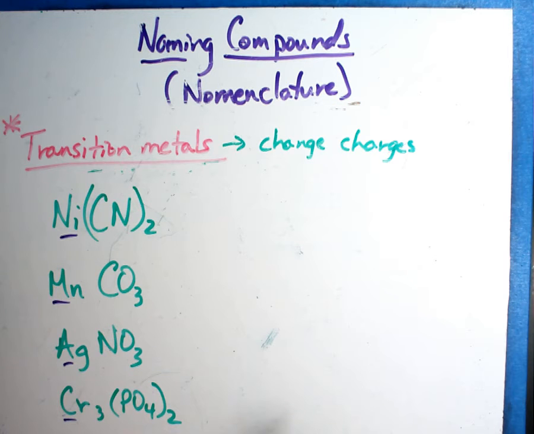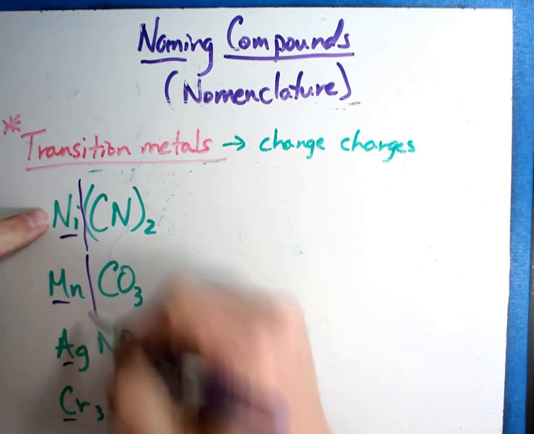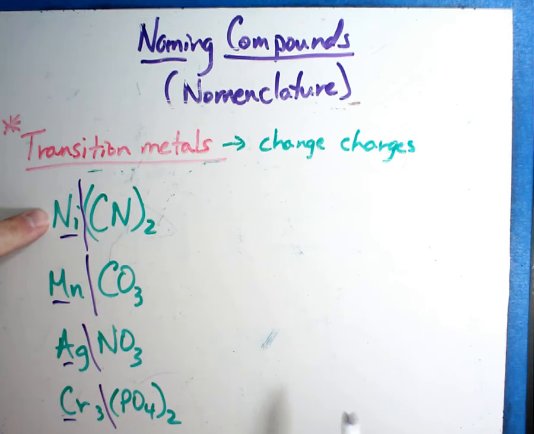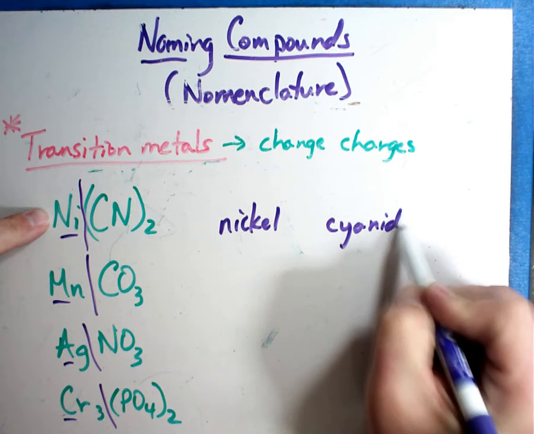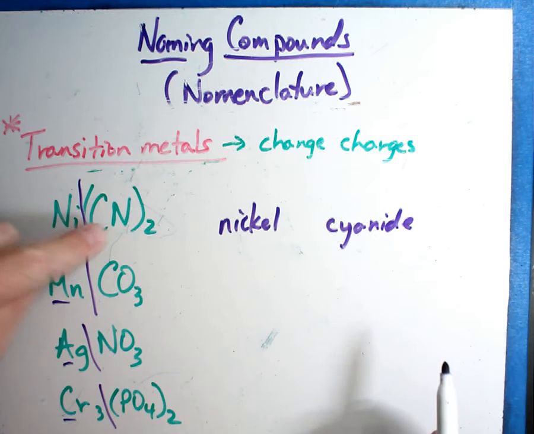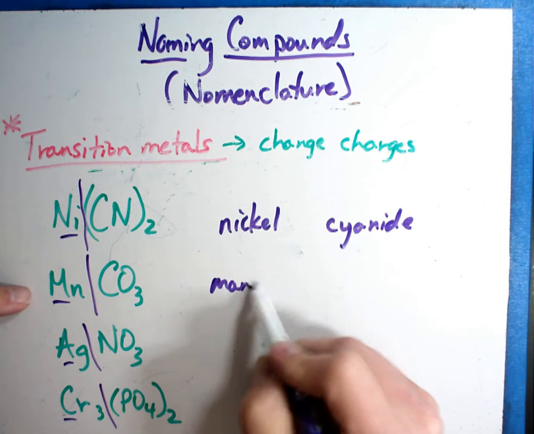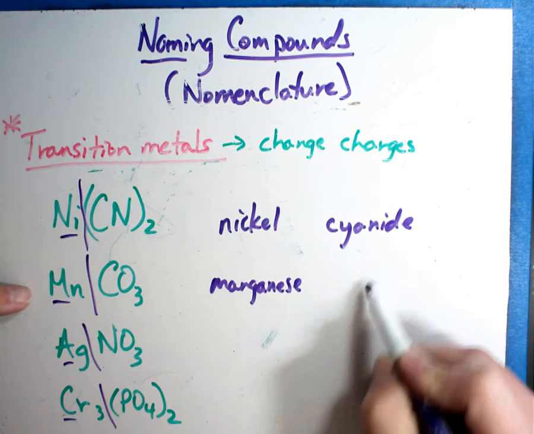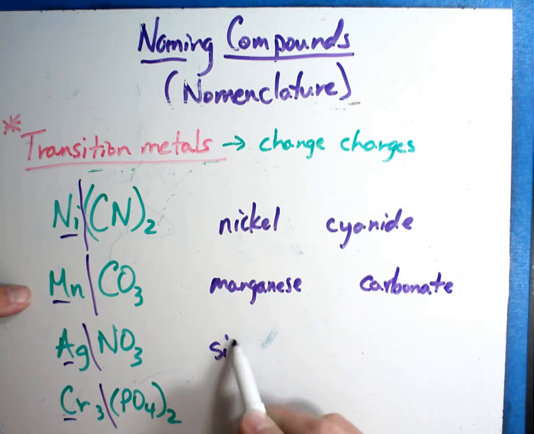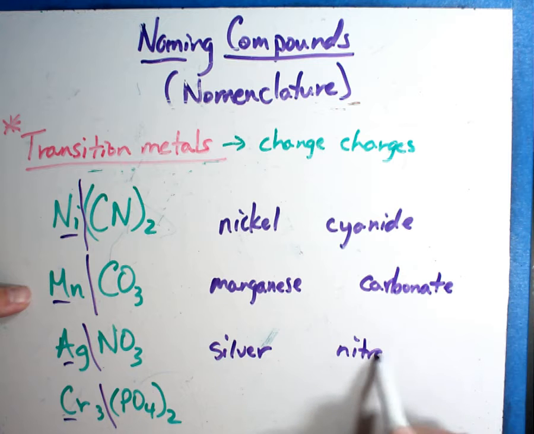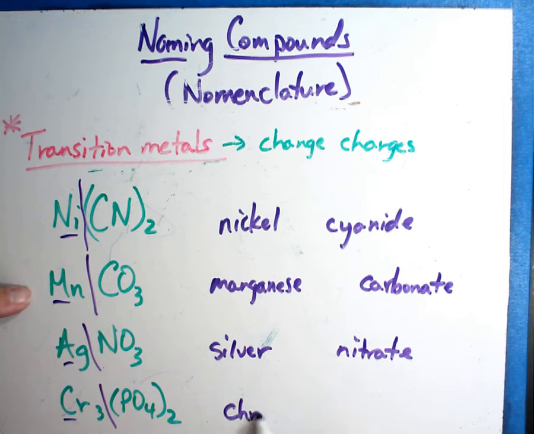All right, let's see what we got. When I cut them in half, so I'm going to have to cut all of them in half. It makes it easier if you do it this way. I know the name's nickel, and I know this is cyanide. How do I know that? It's on that chart. It's a polyatomic. It's a group, so I look it up. Manganese, and that's carbonate. So I at least know this part just from my chart. Silver and nitrate and chromium and phosphate. Check the formula, PO4, not phosphite, chromium phosphate.